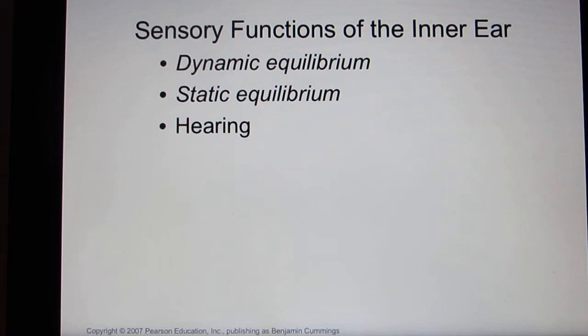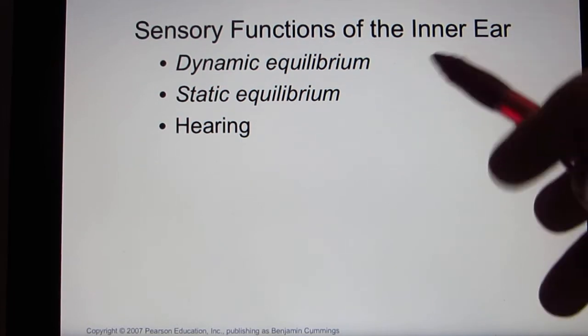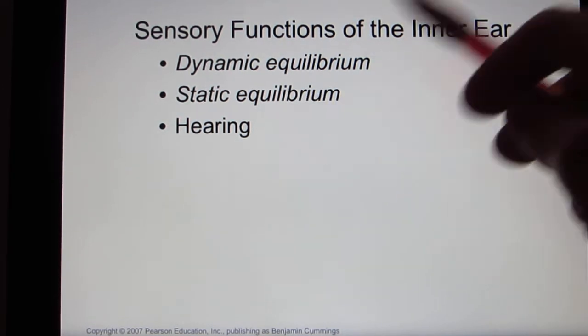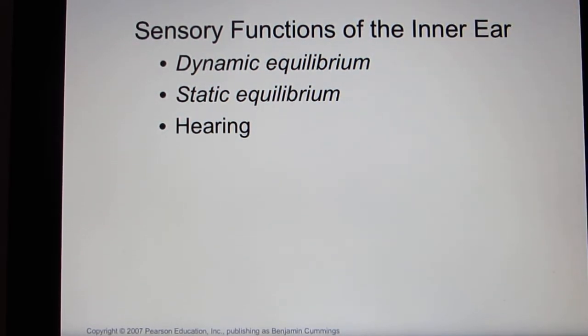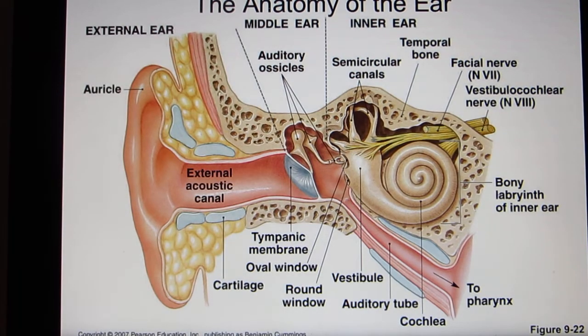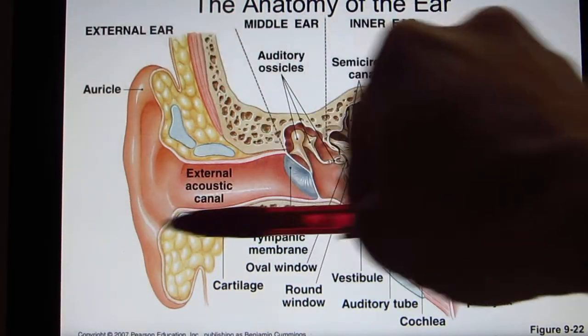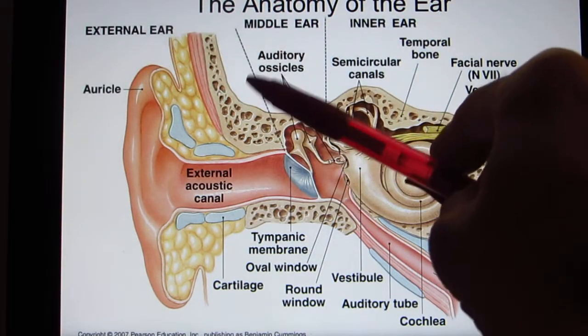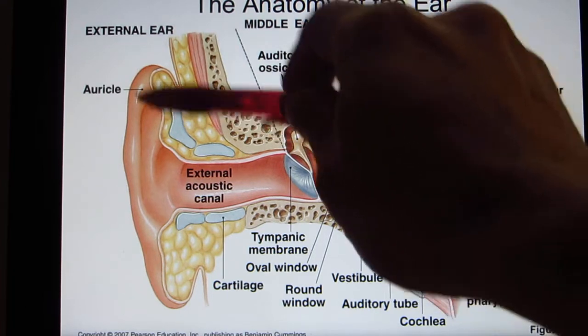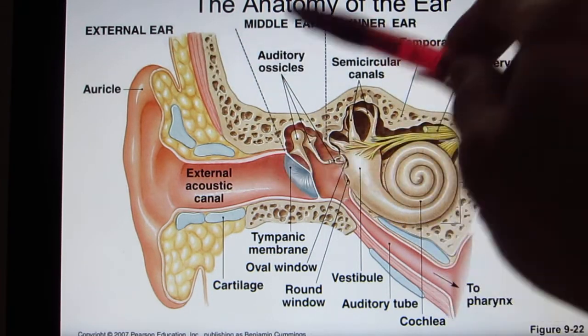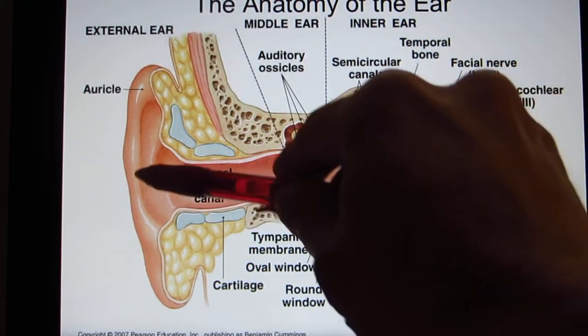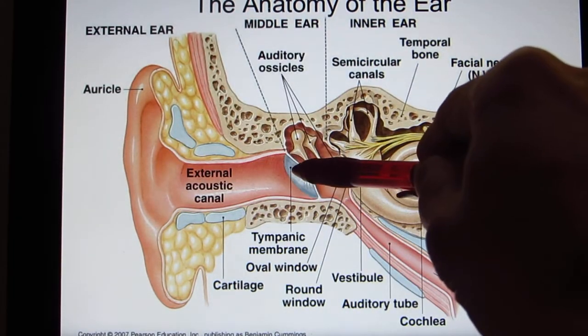Okay, now we're in the auditory system. We're going to talk about the function of the auditory system, including the most important one, which is hearing, and also the equilibrium function. These slides show you your ear, including the outer ear, including the auricle and acoustic canal. Their function is to conduct the sound from the outside to the inside.